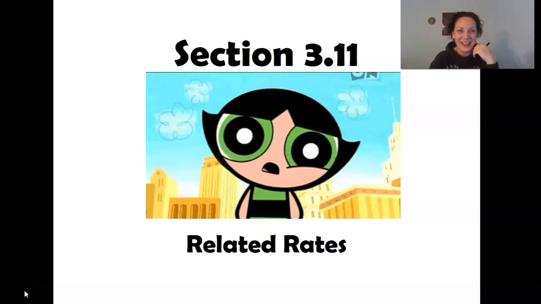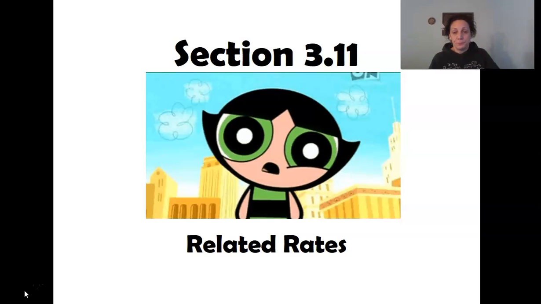Okay, now that you know how to take the derivative of everything, this is our last section in chapter 3, and it is a section full of word problems. There's no new real calculus here. This is a section of application problems to derivatives, and they are application problems that involve our friend implicit differentiation, and you will see why.